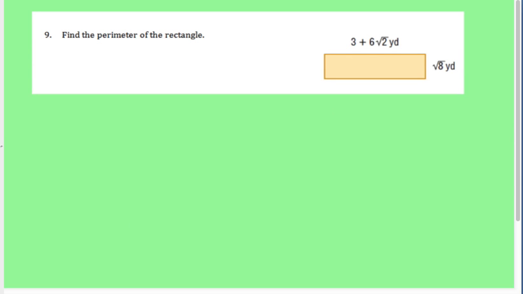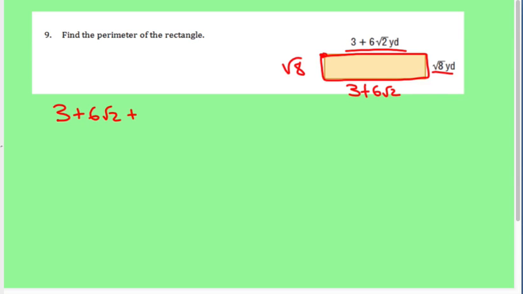All right, so find the perimeter of the rectangle. So here's what we got. Perimeter is, remember, start in a corner, walk around. How far did I go? So I'm going to have this, this, this again, and this again. So I'm going to have 3 plus 6 square root of 2 plus square root of 8 plus 3 plus 6 square root of 2 plus square root of 8.